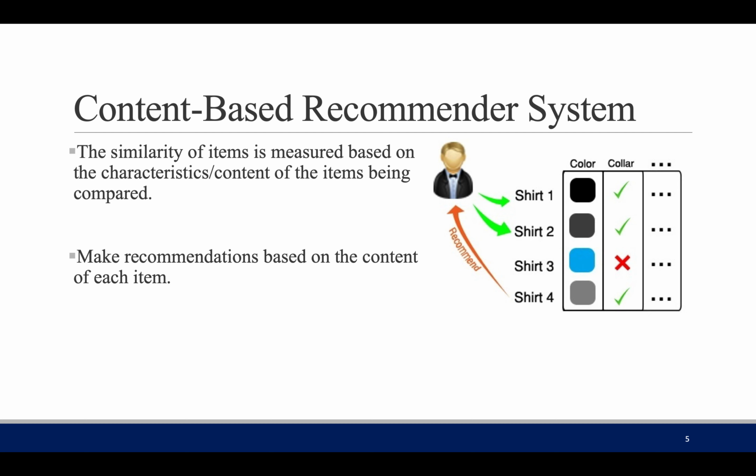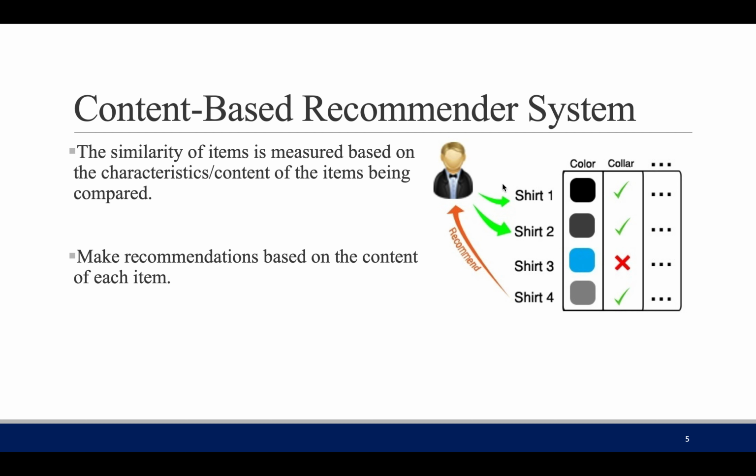In this method, the similarity of items is measured based on the characteristics of the items being compared. After that, the system makes recommendations based on the content of each item. For example, if a consumer has bought a black shirt with color and a dark gray shirt with color, the next time the consumer logs back into the shopping website, the website is highly likely to recommend a light gray shirt with color instead of a blue shirt without color, because the blue shirt without color is less similar to the two shirts that the consumer has bought.